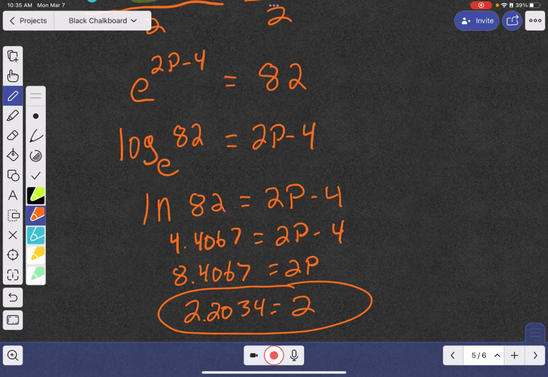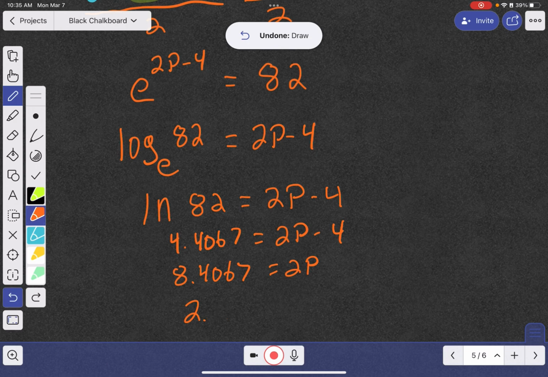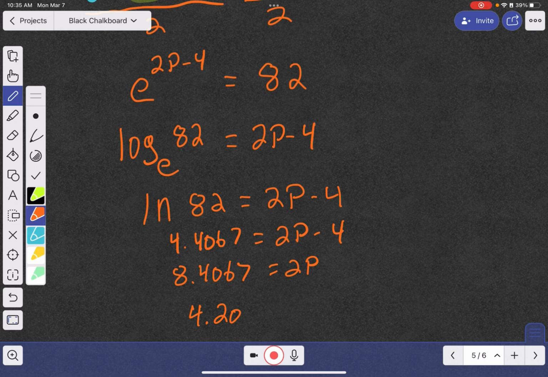Oh, geez. Never mind. Let's try it again. 4.2034. Is that better? Yeah, ish. It all depends on how you round. It doesn't get you way down to 2, but 4 divided by 2 is not 2. You should have picked that one up right away.